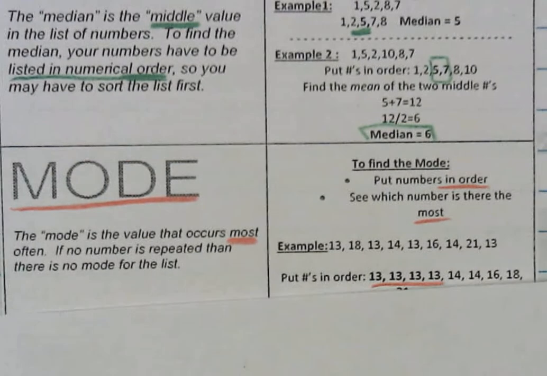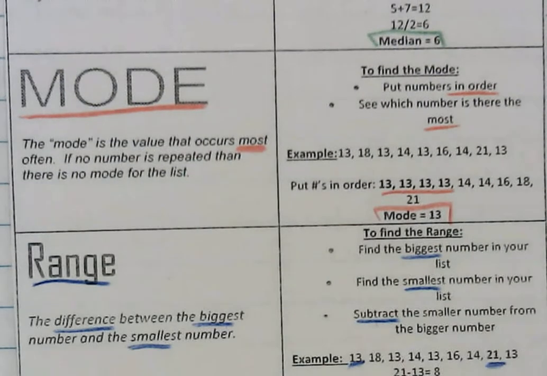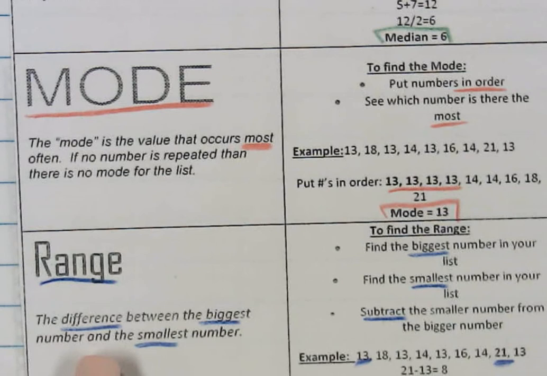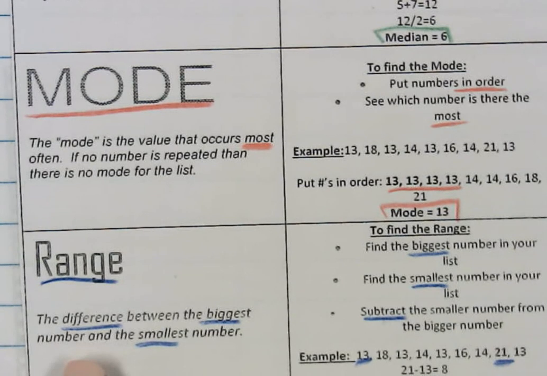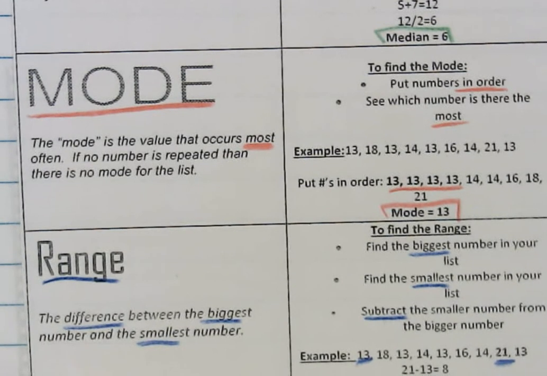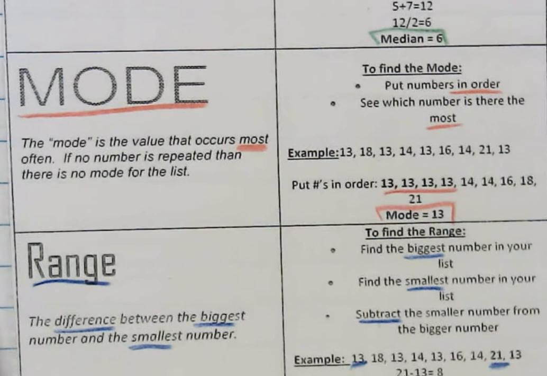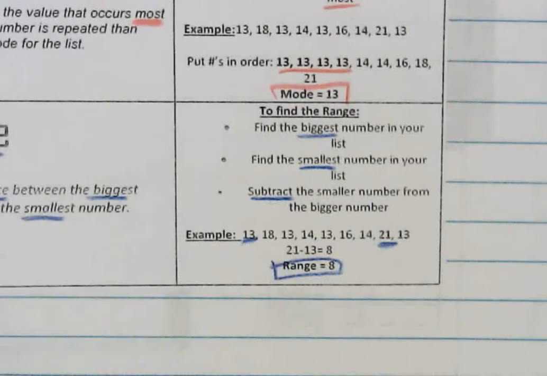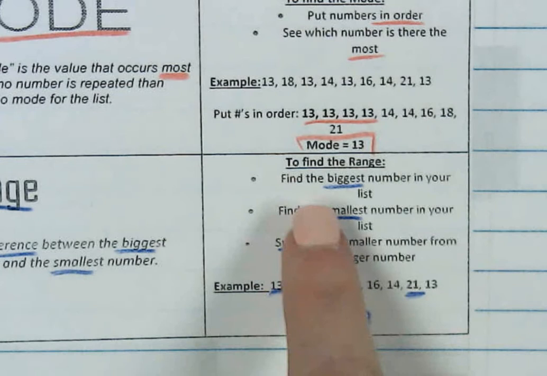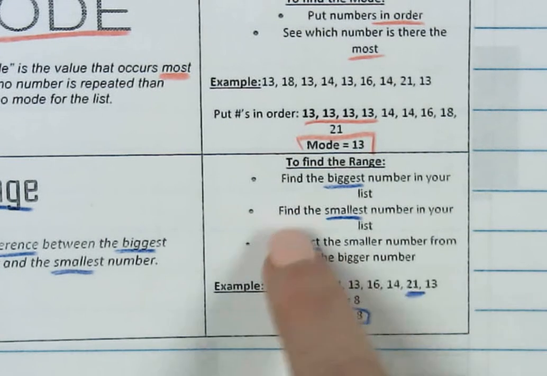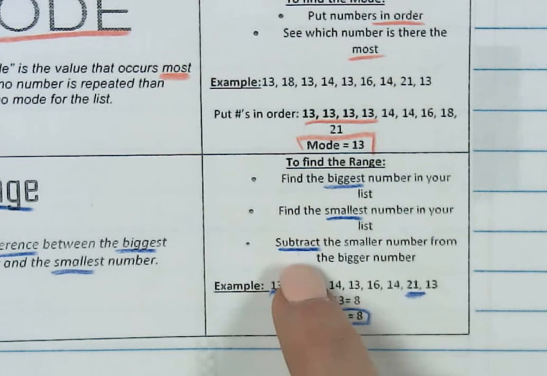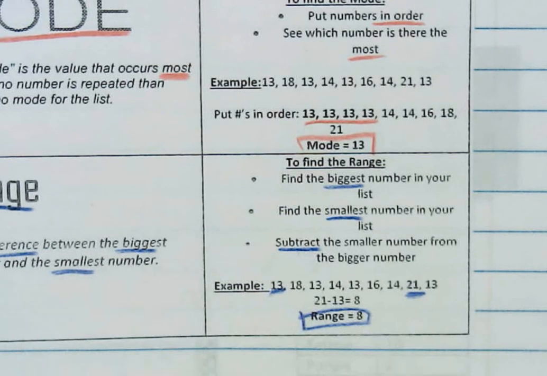And then the last one is range. Range is the difference. We know difference means subtract. The difference between the biggest number and the smallest number. So if you look at your set, in our example, it says find the biggest number in your list, find the smallest number in your list, and then you're going to subtract them, because we know difference means subtract.